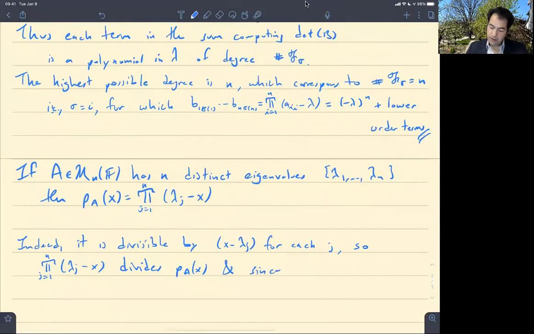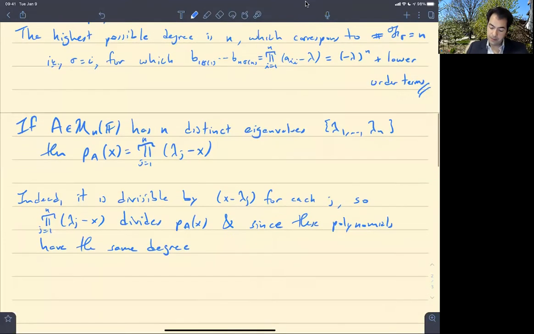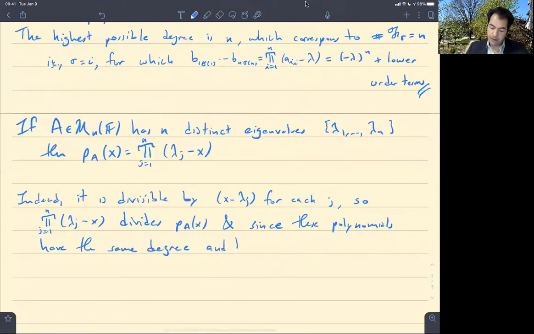And since these polynomials have the same degree, both polynomials of degree n, and the same leading term, both minus x to the n plus lower order terms, they must be equal.